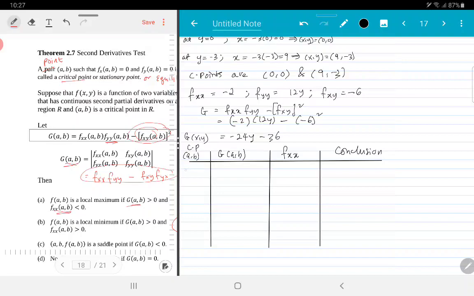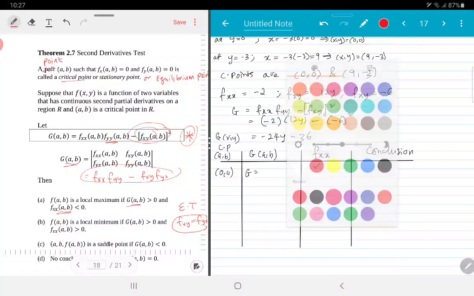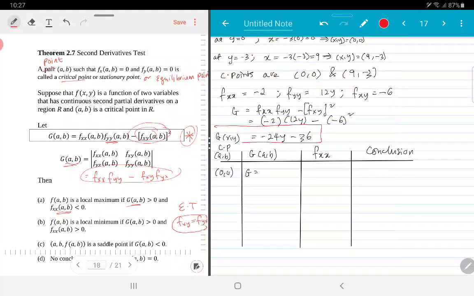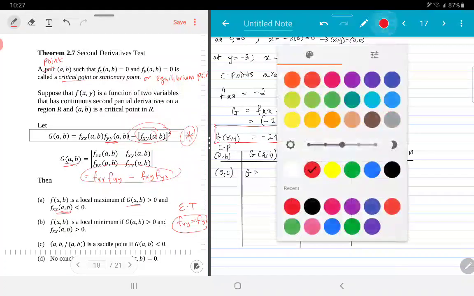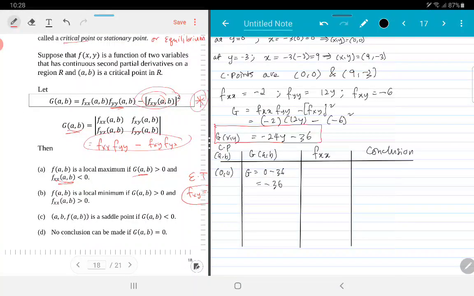The first critical point is 0, 0. At point 0, 0, what is g? This is our g. At point 0, 0, g is equal to 0 minus 36, which is equal to negative 36. When g is negative, you don't have to check for fxx because this will fall straight into case C, which is a saddle point.